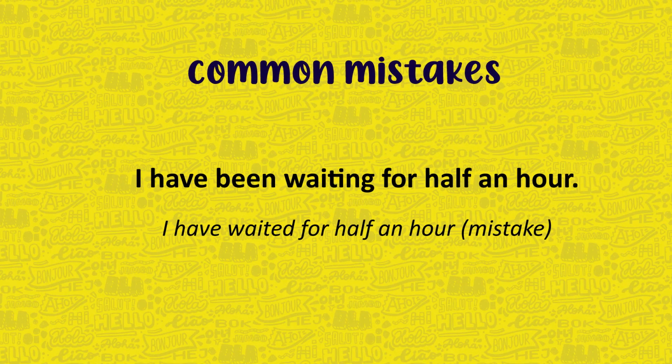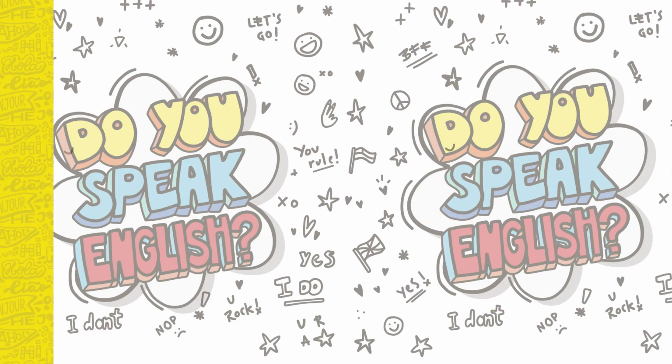So we present some examples of common mistakes that we can make when using the present perfect and the present perfect continuous. The mistake is when we say I have waited for half an hour. It's not correct. The correct structure is I have been waiting for half an hour. It expresses that till this moment you have been in that situation.